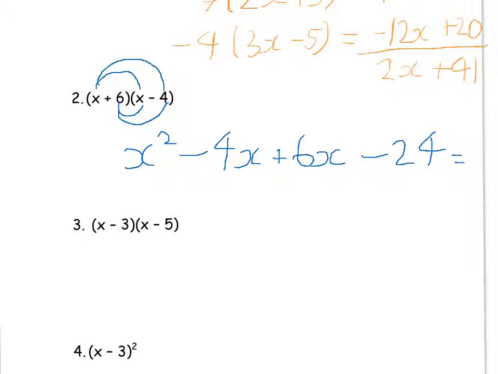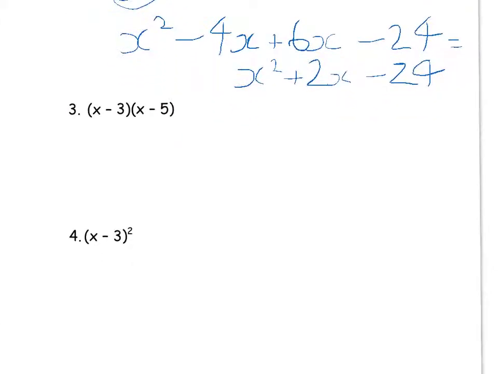This isn't quite the final answer, because you can collect together these two terms, since we've got a minus 4x and a plus 6x. Well, minus 4 plus 6 is 2. So the final answer is x squared plus 2x minus 24. Right, let's have a look at another example.